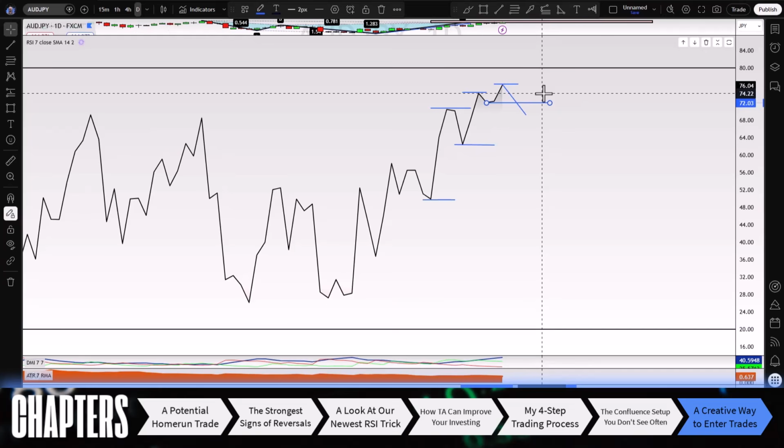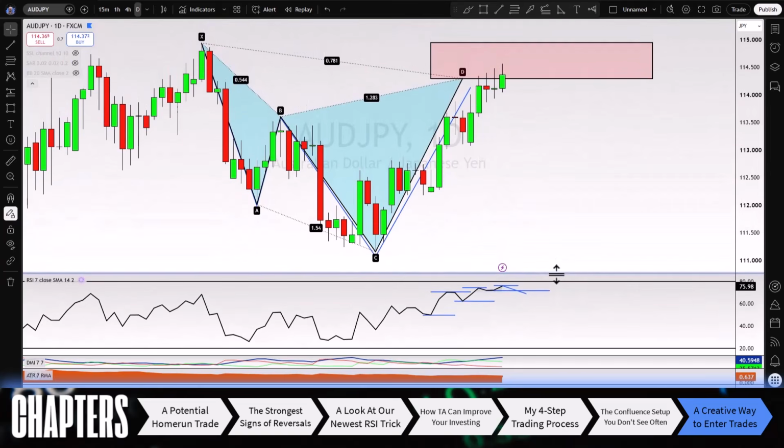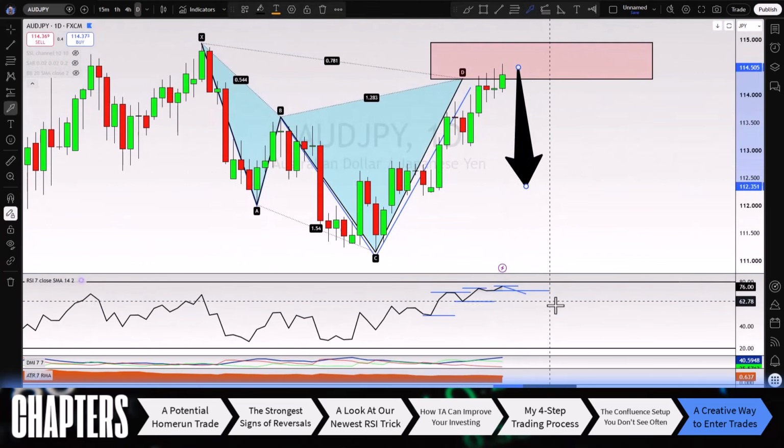So if you're someone that's looking for maybe an alternative way to enter this Cipher pattern, but you're not necessarily waiting for an entire reversal of that trend because that would be too late, maybe you can track something on the RSI like this, where if price action does violate the previous low of the RSI, then on the close of that candle, that is your signal to enter, and then boom, you can get involved.